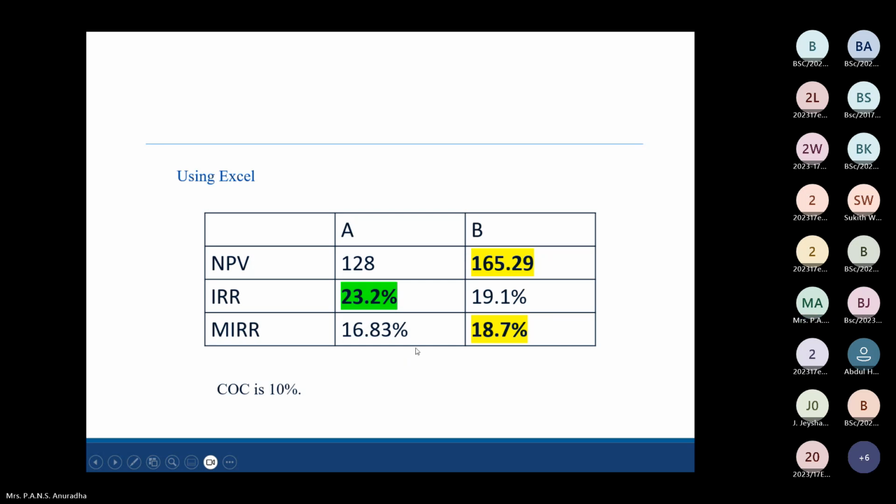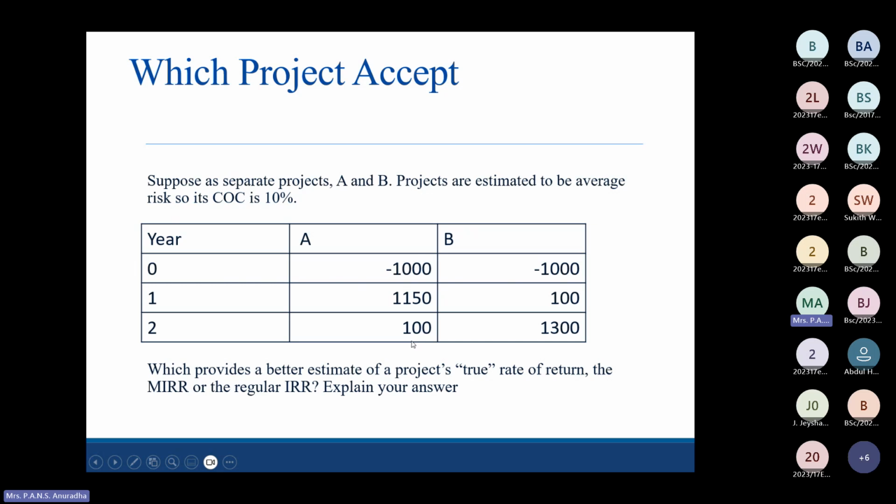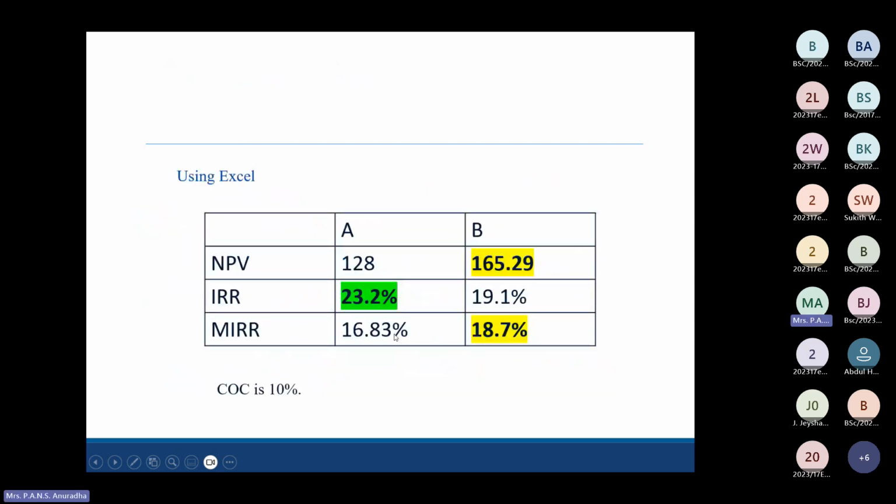Look at this. Cost of capital is 10%, right? NPV project A, 168. NPV project B, 165. Traditional IRR, 23.2 and 19.1. So both IRRs are greater than the cost of capital, so both projects you can accept. But when there is a mutually exclusive project, you have to go with the highest IRR. So according to the IRR, the largest value is project A, 23.2.